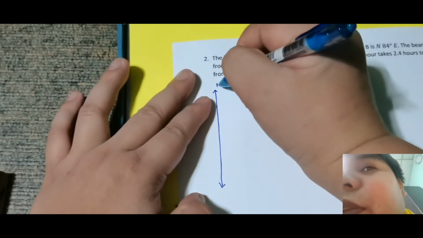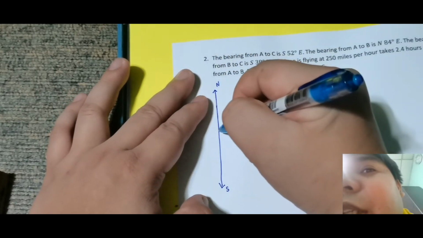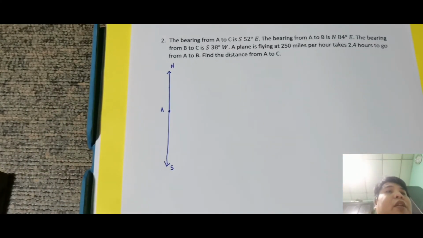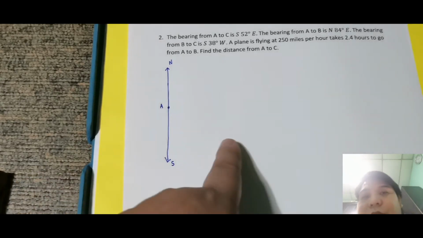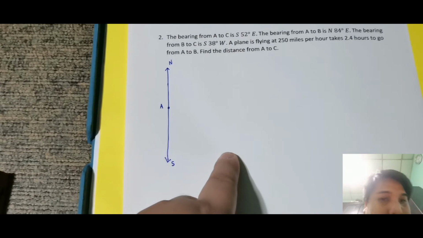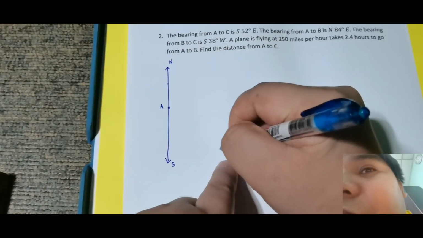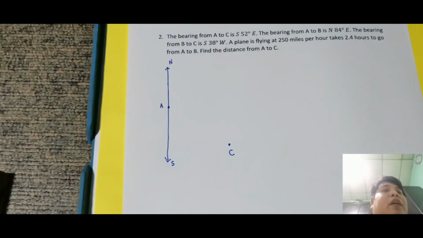Okay, so ito yung north. Ito yung south. Okay, so let's say ito yung point A. Okay, so ang unang sabi, may point C. The bearing from A to C, so assuming dito ko ipo-point out si C. Assuming dito si C. So I think dito na lang. Okay, so the bearing from A to C is 52 degrees east of south.